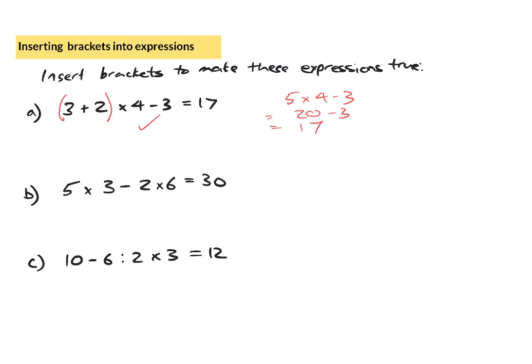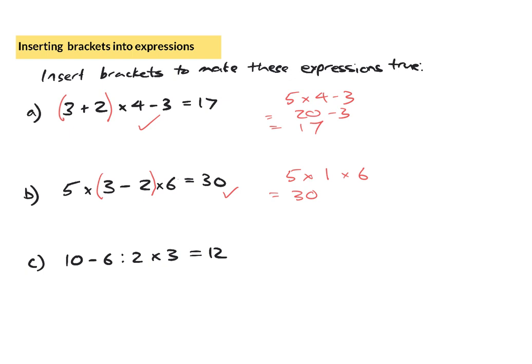The next one, we put the brackets around the 3 minus 2. So what we have here is it's 5 multiplied by 3 minus 2 is equal to 1 multiplied by 6. 5 times 1 is 5, times 6 is equal to 30. So again, this is correct.